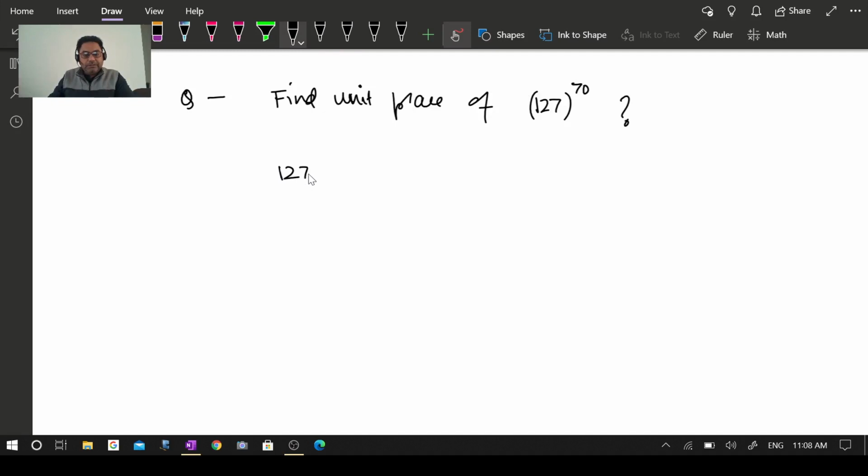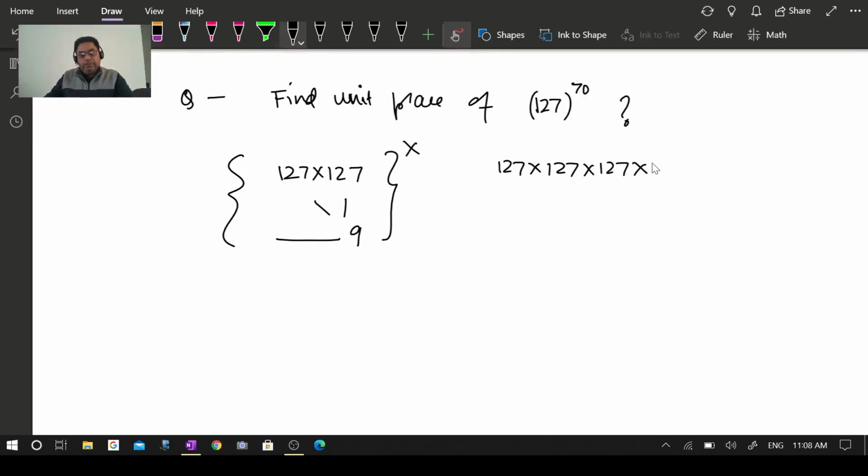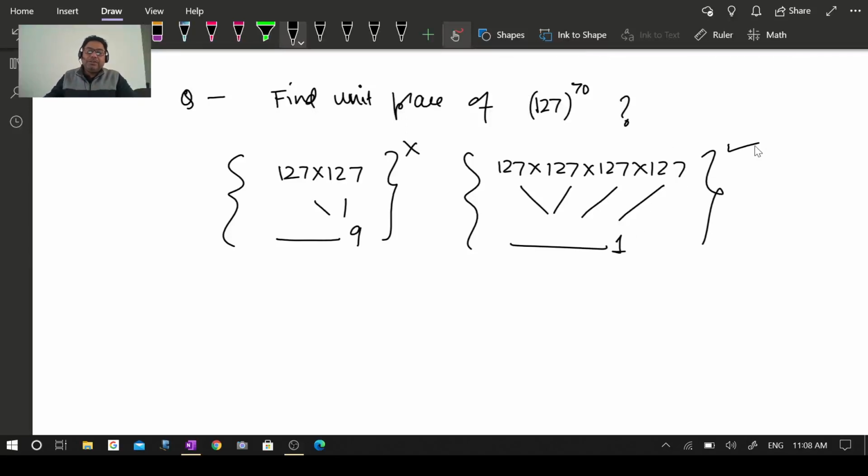So I check 127 into 127, so 7 sevens are ending with 9, so we do not require this case, right? And then once you don't get 1 at the unit place with 2 time multiplication, definitely you'll get a 1 with 4 time multiplication. So just check out, 7 sevens are 9, 9 sevens are 3, and 3 sevens are 1. Again 7 sevens are 49, so I retain 9, and 9 sevens are 63, so I retain 3, and 3 sevens are 21, so I retain 1. We are talking only about the unit place. So I'm writing 127 to the power 4 gives you 1 in the unit place.